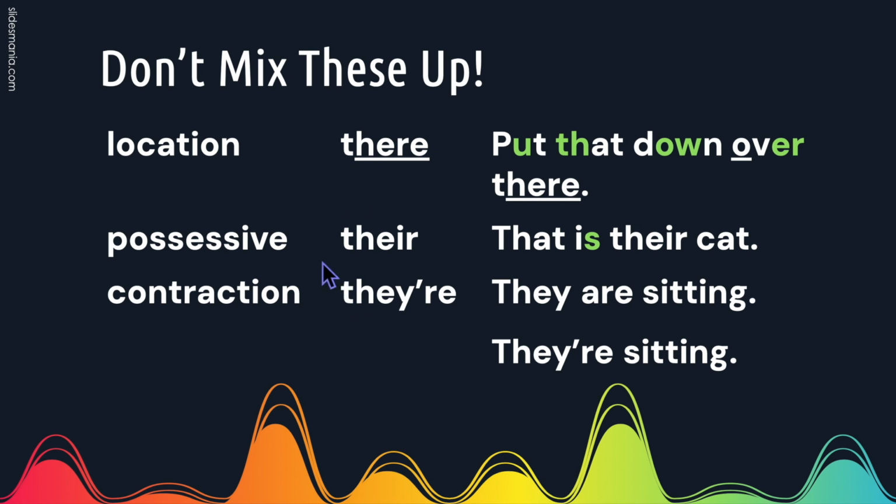If you want to show that somebody owns something, you want this one. That is their cat. So if you could replace it with her when referring to one person, then this is the one you want. If you want the contraction, short for they are, then this is what you want. They are sitting becomes they're sitting. So again, when trying to figure out which word you want to use, if you could use the word here, use T here, there. If you could use her, use the EIR one. If you could replace it with they are, use the contraction.